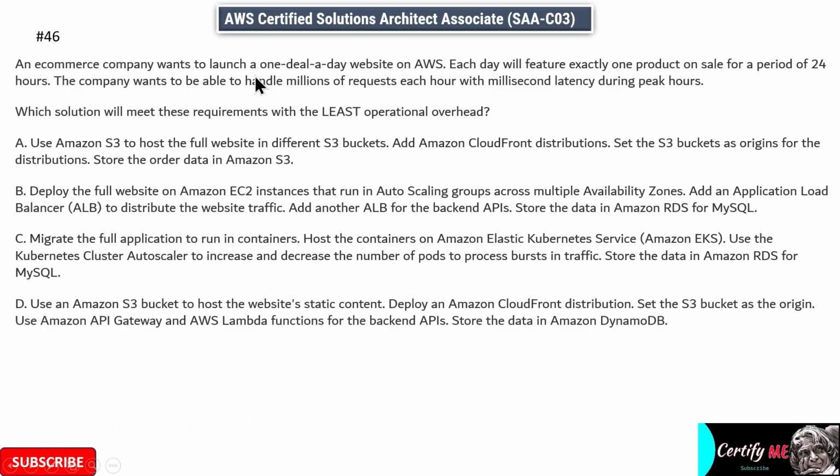Next question. An e-commerce company wants to launch a one deal a day website on AWS. Each day will feature exactly one product on sale for a period of 24 hours. The company wants to be able to handle millions of requests each hour with millisecond latency during peak hours. Which solution will meet these requirements with the least operational overhead?